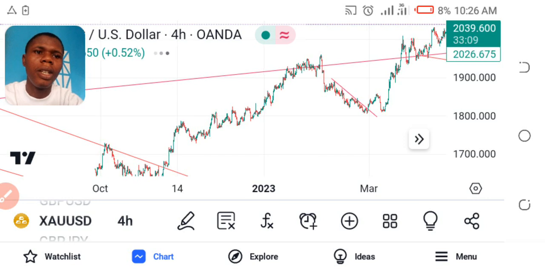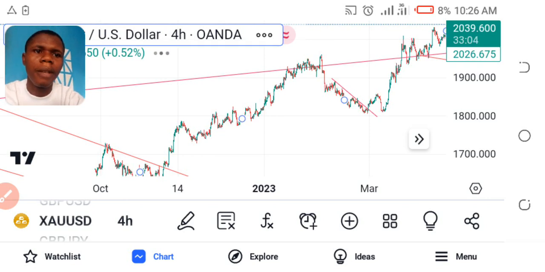So as you can see, the candles are actually much, because what we are using is the higher time frame trend line.